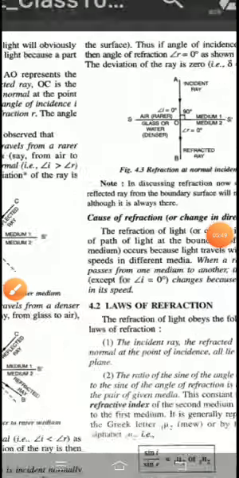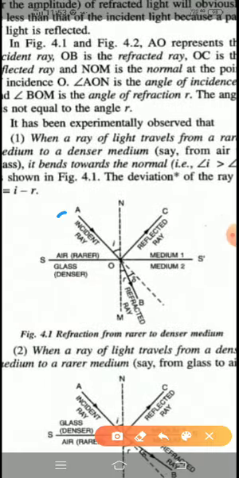Now look at this figure. You can see this is your incident ray and this is your refracted ray. This is your incident and this is your refracted. The dotted line shows the path in which the incident ray would have moved. But what happens? It has moved away from this dotted line. So this angle is called your angle of deviation. It is called what? Angle of deviation. If you didn't understand, I'll explain it here.